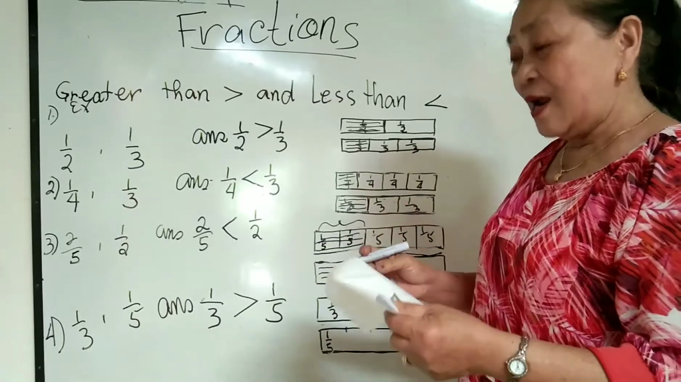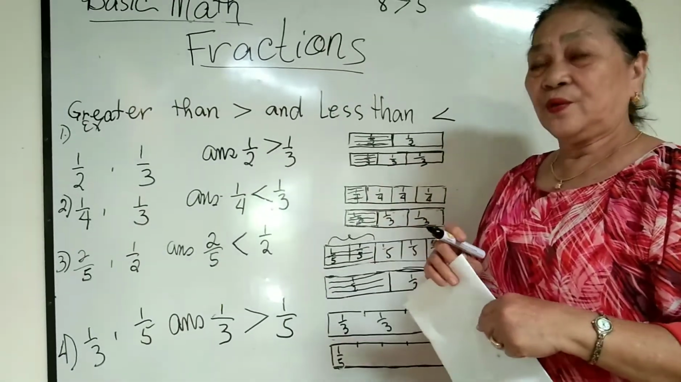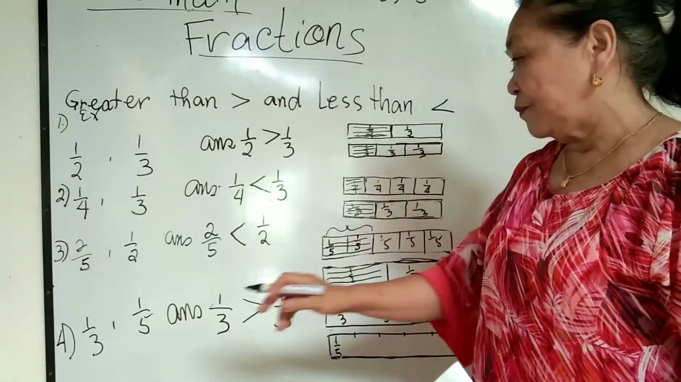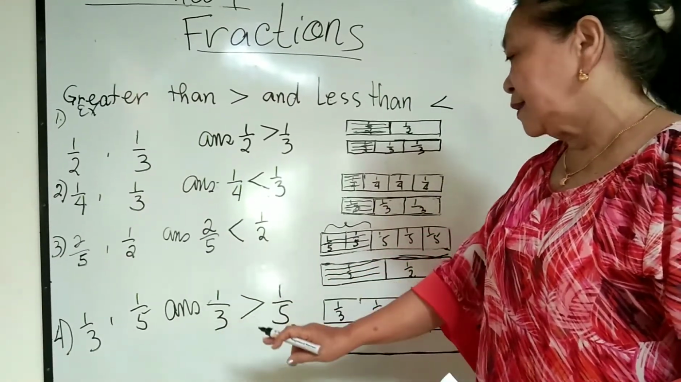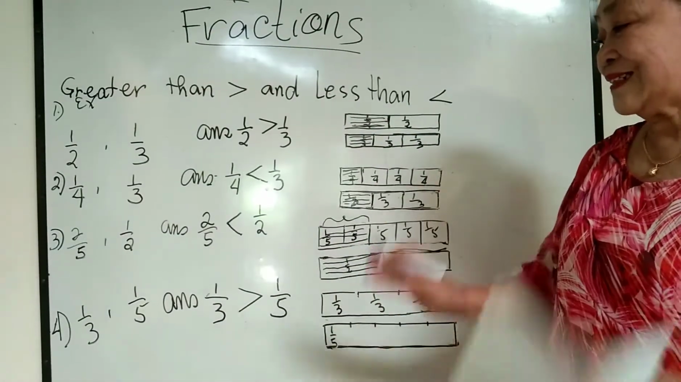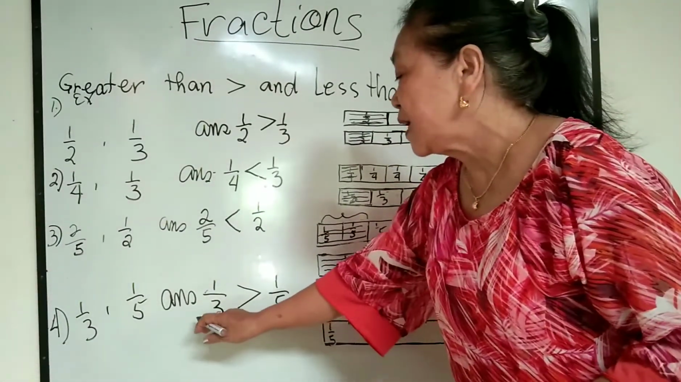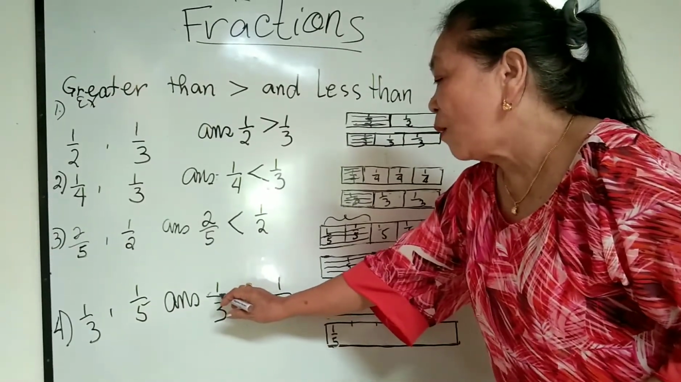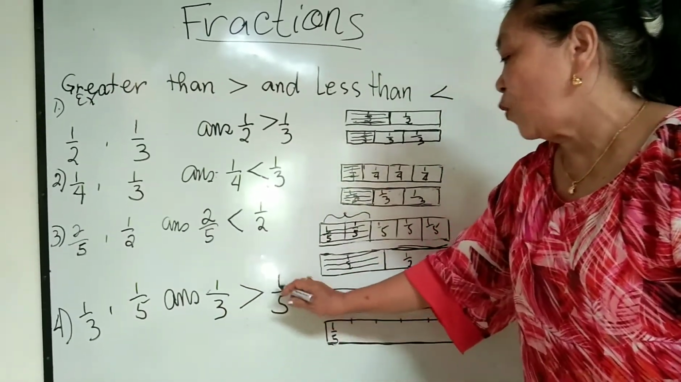And I am not going to give you only 2 or 3 examples, but I'm going to give you 4 examples. Number 4 is 1/3 and 1/5. You provide greater than or less than. So the answer is, you have 1/3 greater than 1/5.